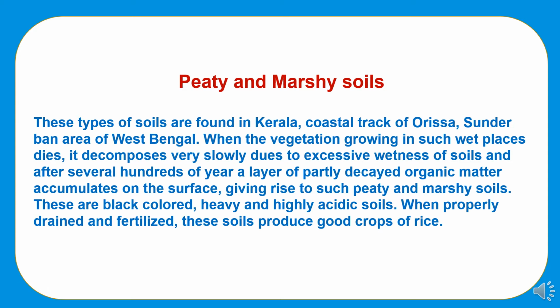Peaty and marshy soils. These types of soils are found in Kerala, the coastal tract of Odisha, and the Sundarban area of West Bengal. When the vegetation growing in such wet places dies, it decomposes very slowly due to excessive wetness of the soils, and after several hundreds of years a layer of partially decayed organic matter accumulates on the surface, giving rise to such peaty and marshy soils. These soils are black colored, heavy and highly acidic. When properly drained and fertilized, these soils become productive and we can grow the rice crop.